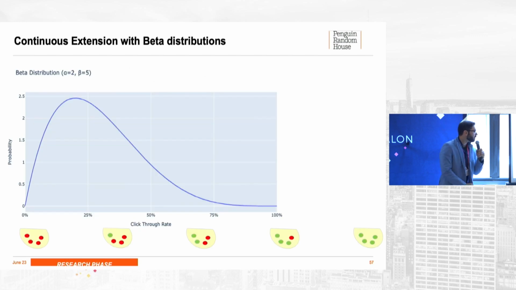So this generalizes to arbitrary click-through rates in what's known as a beta distribution. So if you want to have any click-through rate between 0 and 100%, you have no idea which it's going to be until people start clicking.